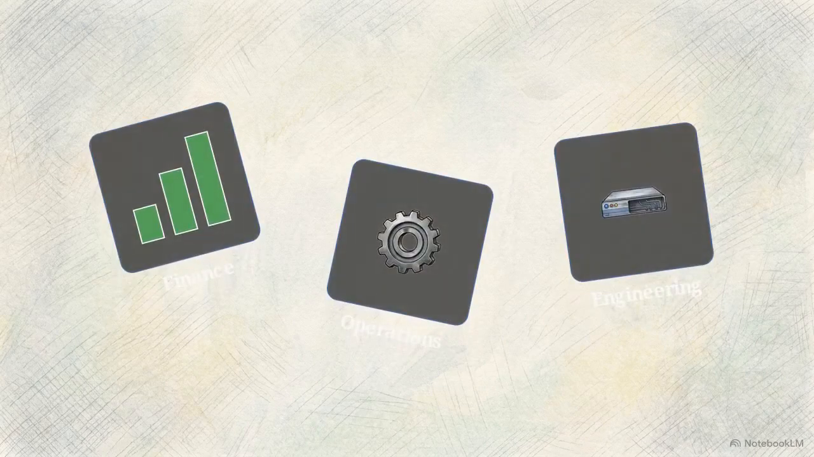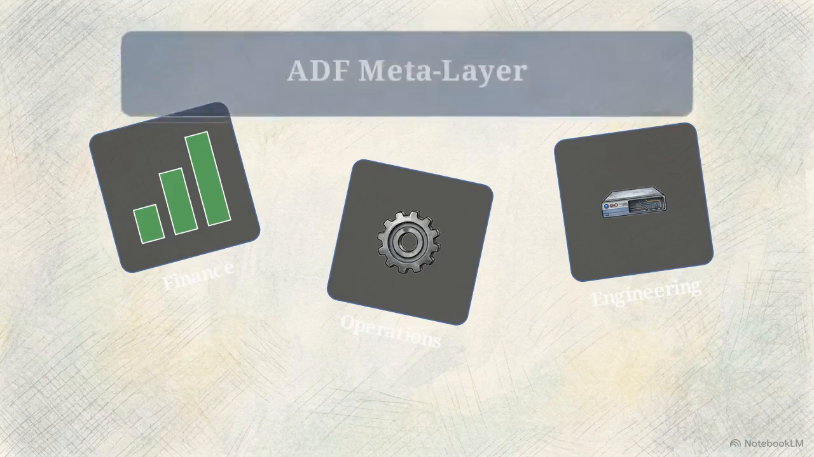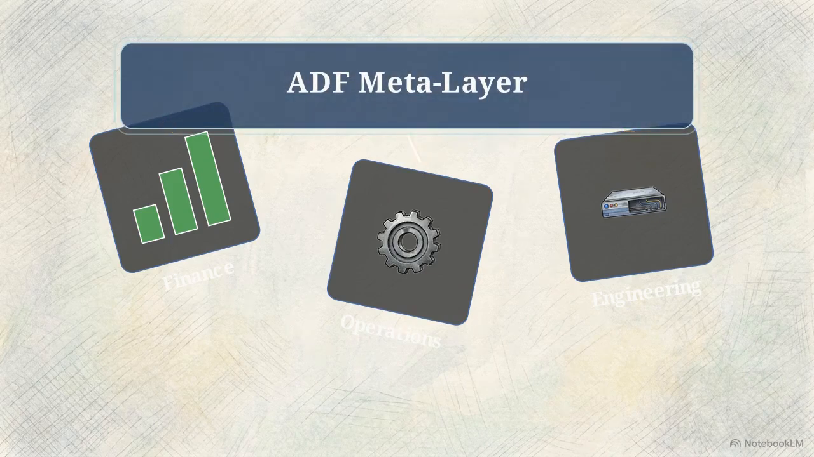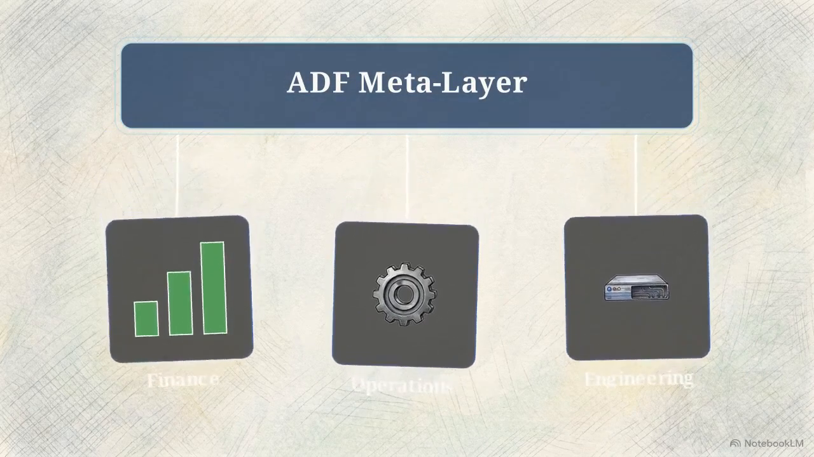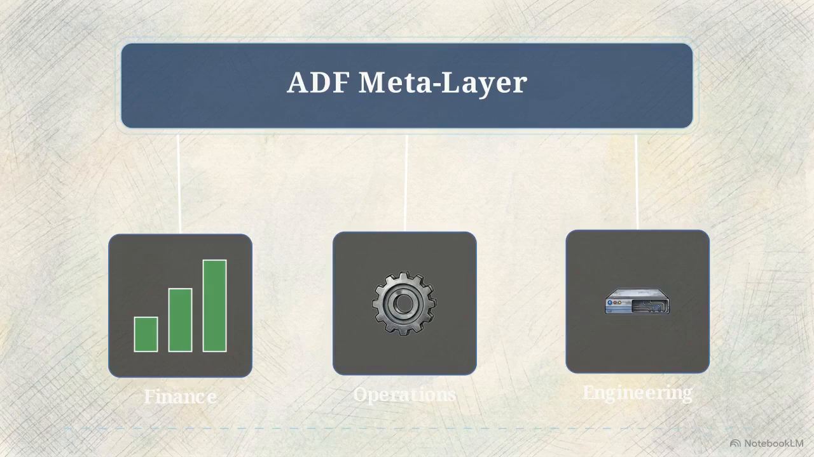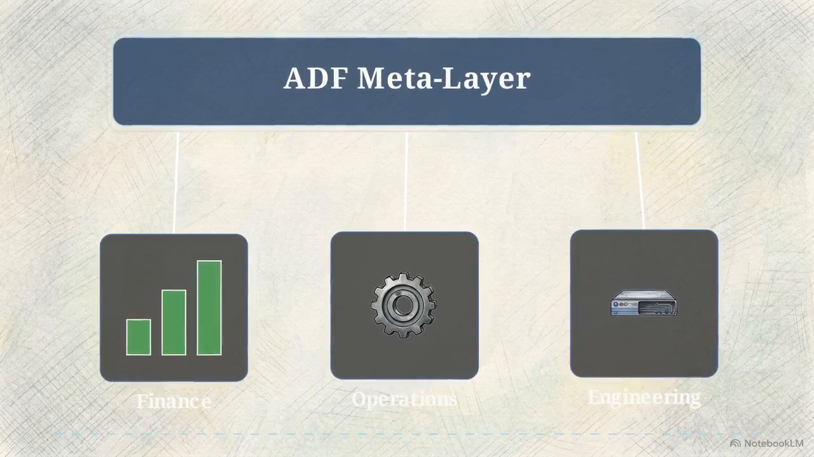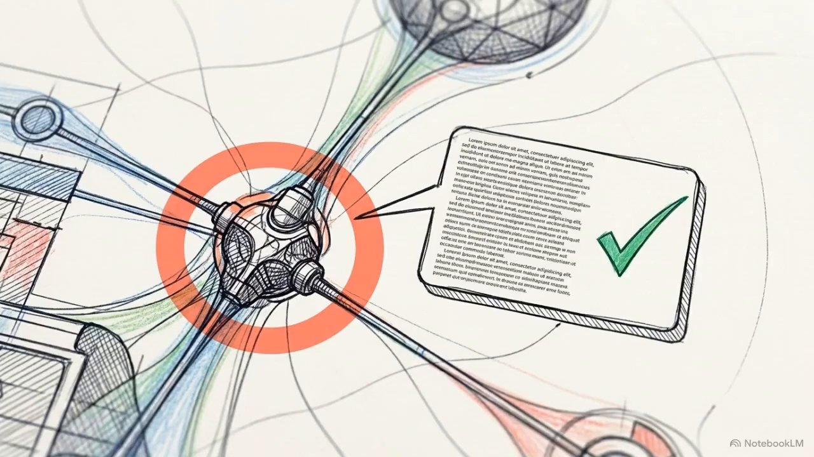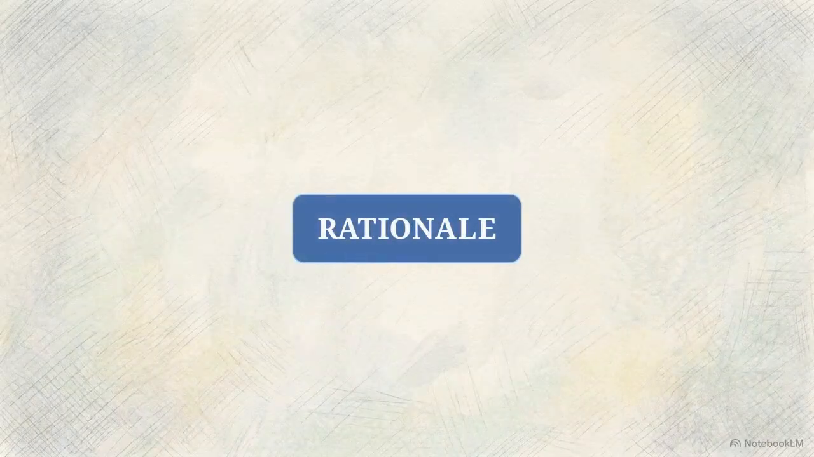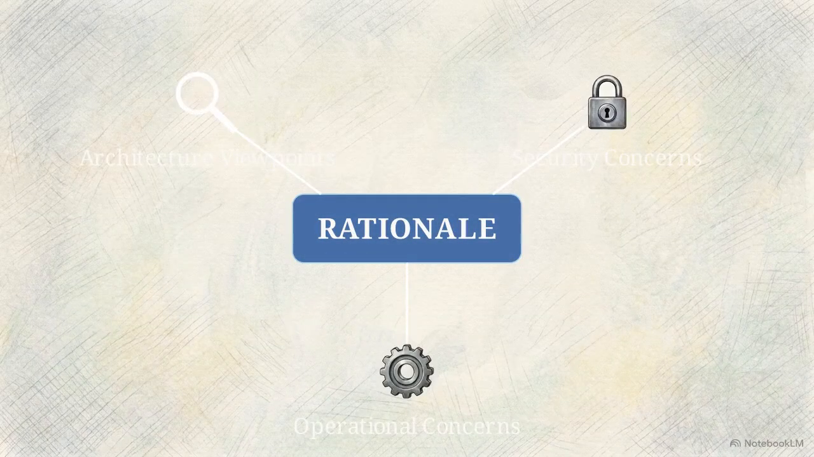It establishes an Architecture Description Framework, or ADF. This is a meta layer that ensures logical consistency across wildly different departments, allowing multiple legacy frameworks to coexist. The standard requires every architectural choice to be backed by a documented rationale. This forces architects to justify their decisions based on the specific viewpoints and stakeholder concerns defined in the framework.